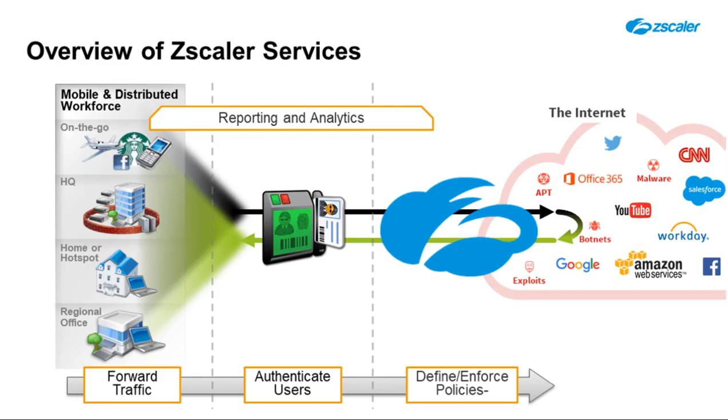When implementing Zscaler, there are four main functional areas that must be considered: the forwarding of traffic to the Zscaler cloud in the first place, whether or not to authenticate users, the configuration and application of all the available policies and their enforcement, and finally, the reporting and analytics capabilities of the system.